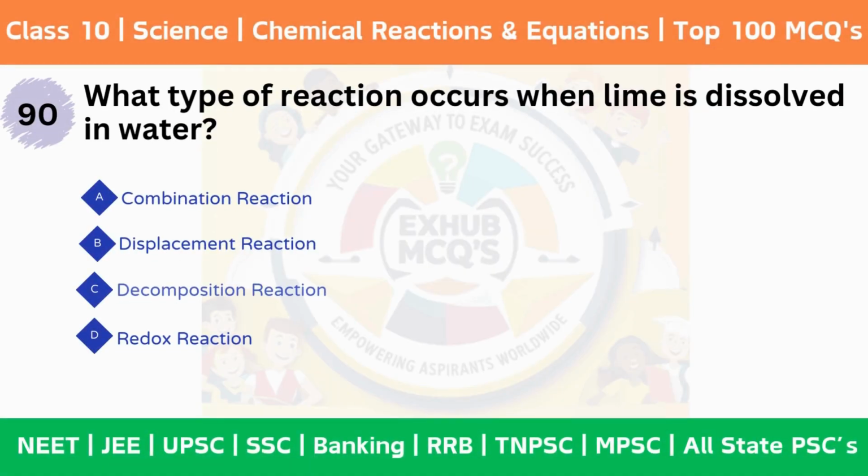What type of reaction occurs when lime is dissolved in water? Option A, combination reaction. Option B, displacement reaction. Option C, decomposition reaction. Option D, redox reaction.